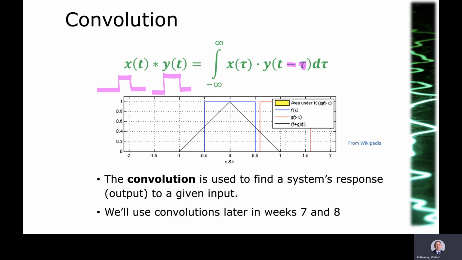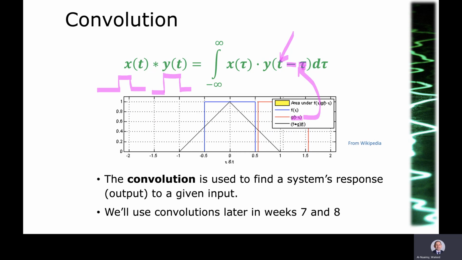We flipped it. You can't see that because obviously it's symmetric, but here it's F and G. So G is the red one. G is the one in red, and that's been reversed. And then we said we're going to slide it, going to shift it. So that's the T. That's my slide variable. So that's this axis here.